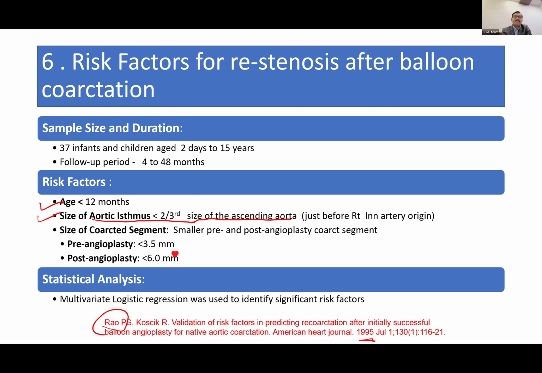And this was 37 infants, age 2 days to 15 years. Wide range. That's why these diameters may not hold true, because in a 14-year-old child, you may have 6 mm, but in a newborn you may not have a 6 mm diameter. But a few points: smaller post-angioplasty diameters, smaller pre-intervention diameter, and size of the aortic isthmus being very small, you're at risk of recoarctation.